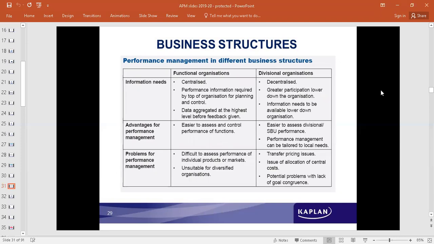The next topic is, what are business structures? Business structures, here it talks about functional organizations and divisional organizations. The structure of an organization generally depends on the size. Let's say that the organization size is very small. If the size is small, the kind of organizational structure which is considered is entrepreneurial structure, where the owner who starts such a business can manage all by himself.